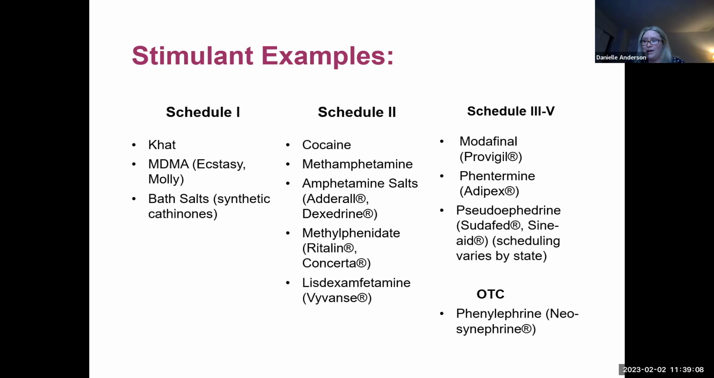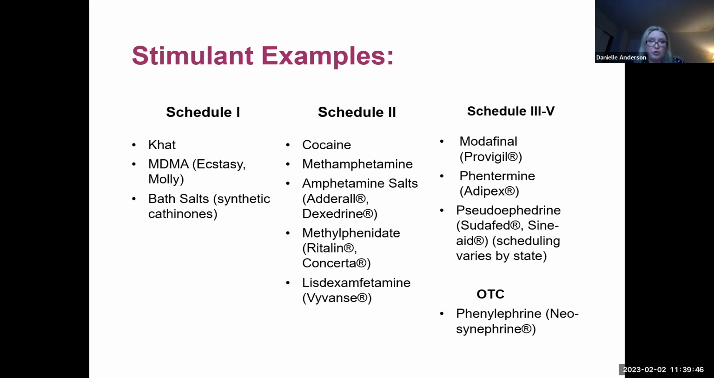So now we'll look at stimulants by schedules under the Controlled Substances Act. Schedule I drugs have a high potential for abuse and currently have no accepted medicinal use in the US. And those include khat, MDMA, also known as ecstasy or Molly, and bath salts. Schedule II drugs typically have a high potential for abuse, but typically have a current accepted medicinal use. But we do know that Schedule II substances can lead to abuse, also psychological and physiological dependence.